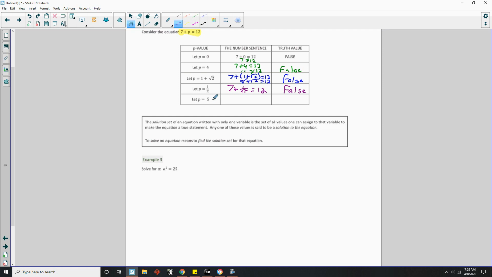And then finally let p equal 5. So 7 plus 5 equals 12. That there is a solution, so that is true. Okay, so the solution set of an equation written with only one variable is the set of all values one can assign to that variable to make the equation a true statement. Any one of those values is said to be a solution to the equation. To solve an equation means to find the solution set. That means all solutions for that equation.